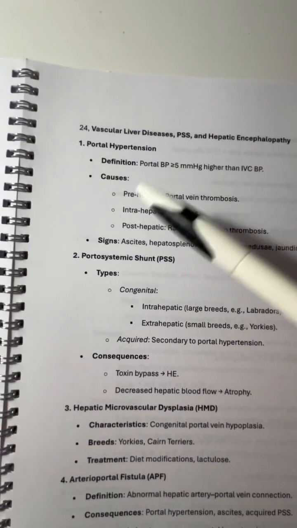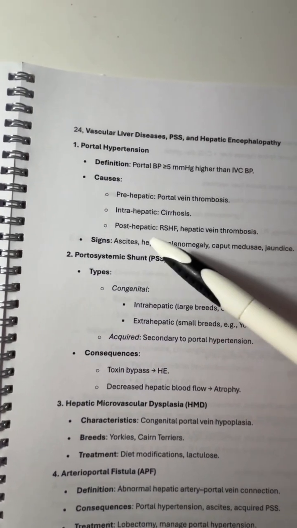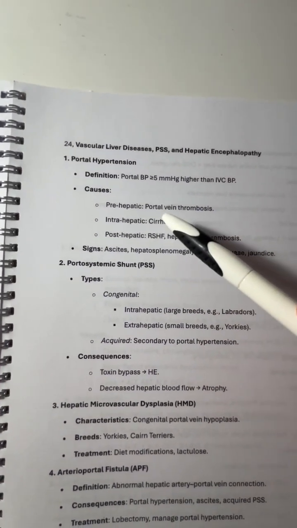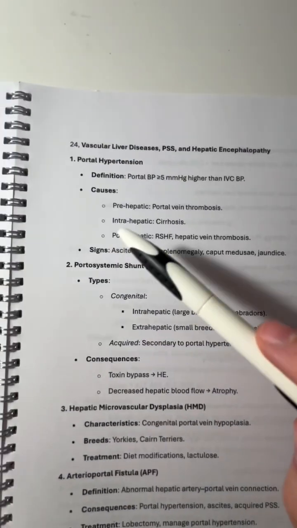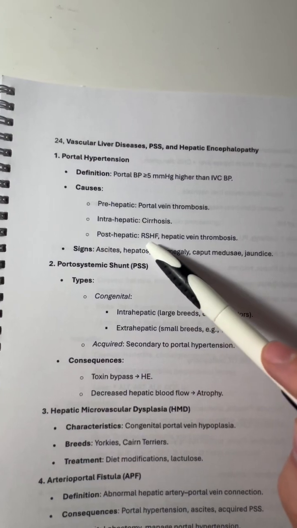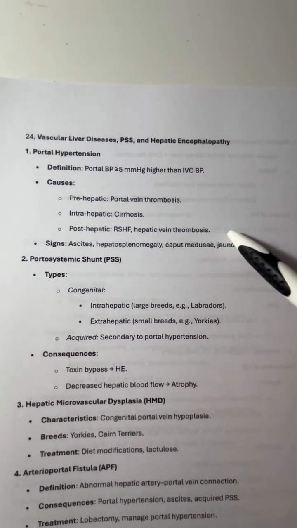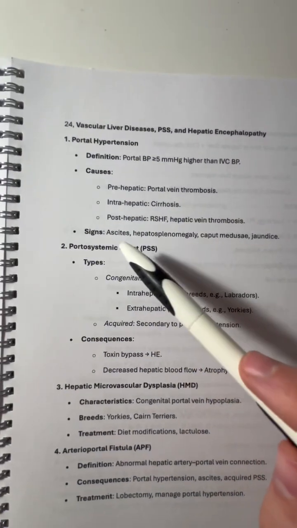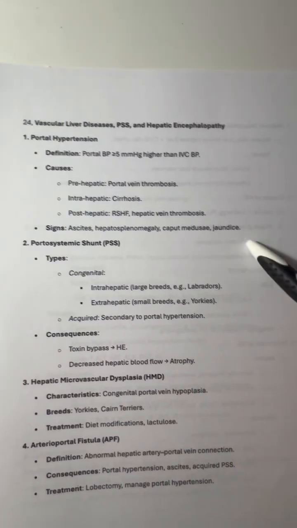The causes can be prehepatic, intrahepatic, and posthepatic. If it's prehepatic, it's due to portal vein thrombosis. If it's intrahepatic, it's due to cirrhosis. And if it's posthepatic, it's due to right-sided heart failure or hepatic vein thrombosis. The signs are ascites, hepatosplenomegaly, and jaundice.